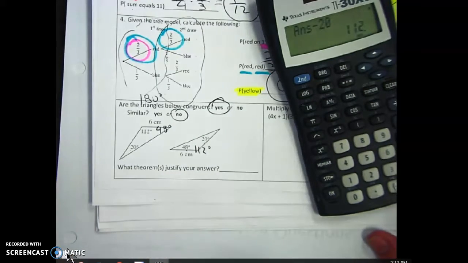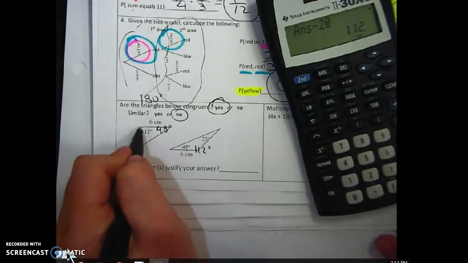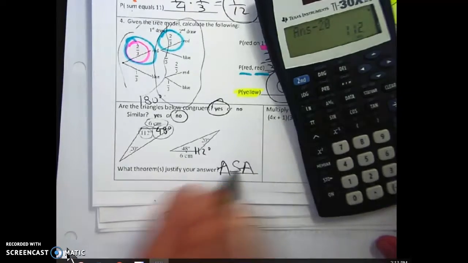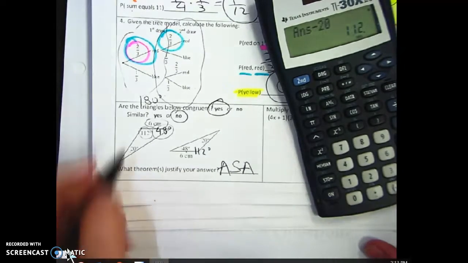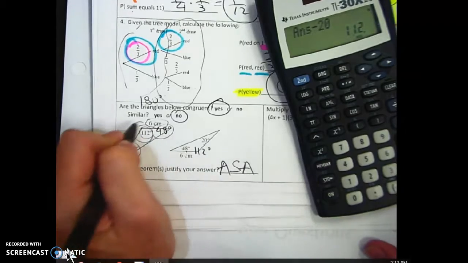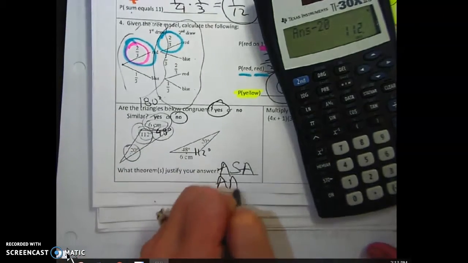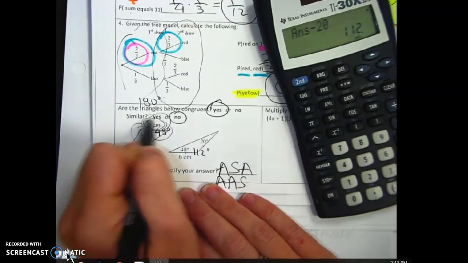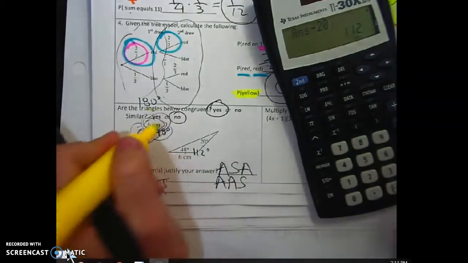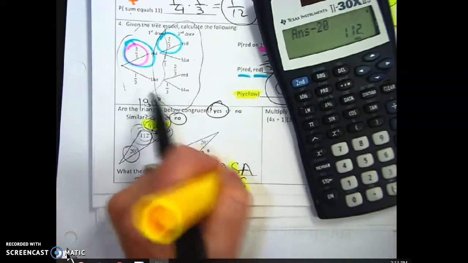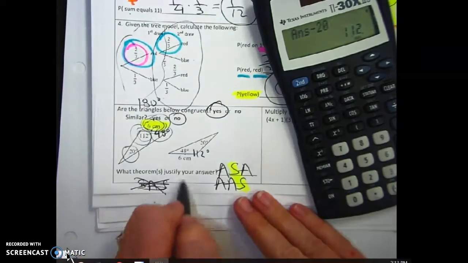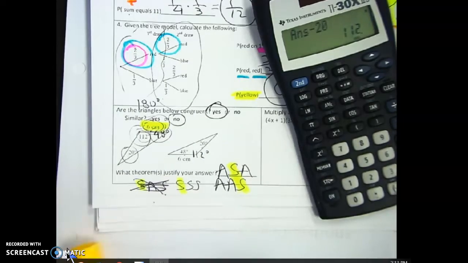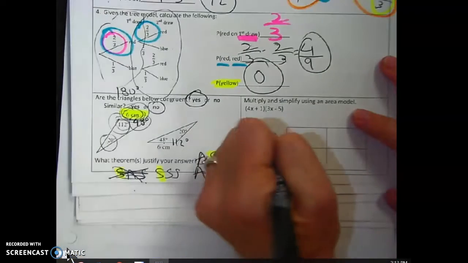So what theorem justifies my answer? There's a bunch. I could do angle, side, angle. I could do angle, angle, side. Side, angle, side, I cannot do because I only have one side. So if you look here, this is my side. I only have one of them. So I can only do that. I cannot do that. And of course I can't do that because I only have one side. Doesn't account for the other ones. Okay? All right, last one.